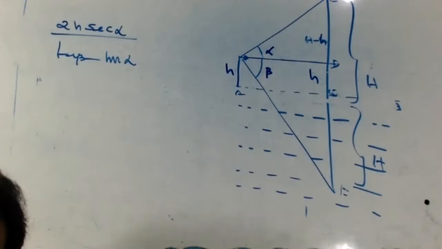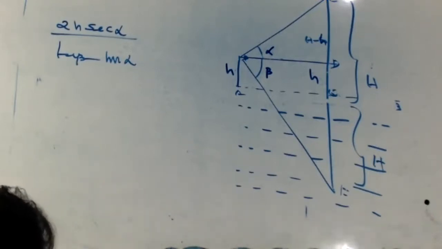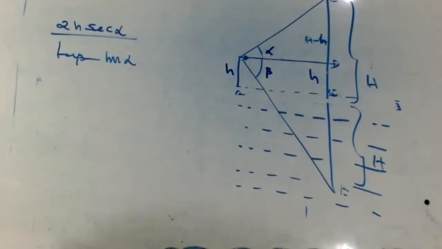Okay, what did you have to find out here in the figure? In the previous question we found capital H. Here, what do you have to find out? Prove that the distance of the cloud from the point of observation is 2h sec alpha by tan beta minus tan alpha. Same figure, everything same.